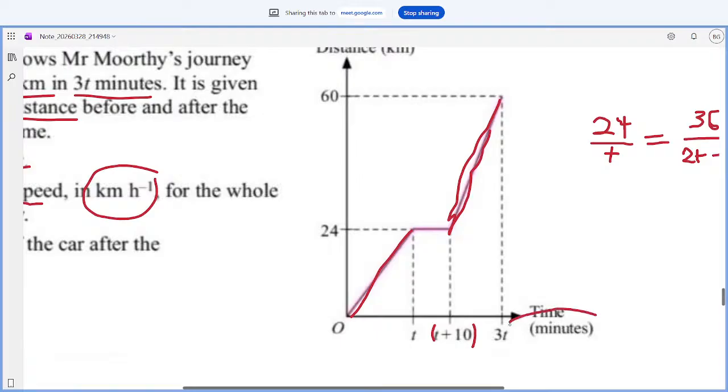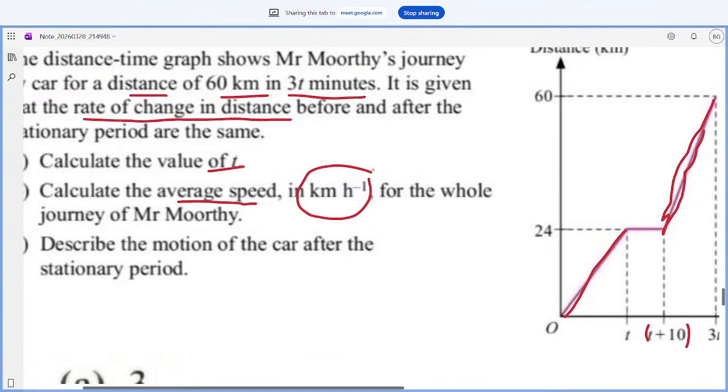They always like to trick you guys over here. Okay, they will trick you here. Sometimes they put seconds, sometimes they put minutes, sometimes they put jam. So lihat betul-betul graph kamu. Your axis is very important. And check what is the unit they give you here. Okay. Alright. Now they ask you to describe the motion for the station after the stationary period.